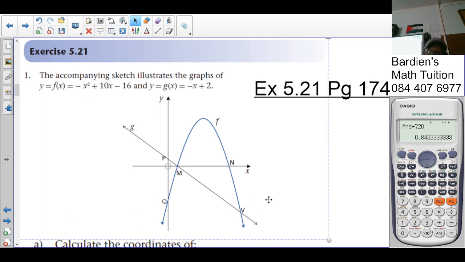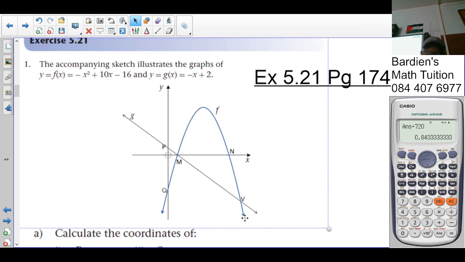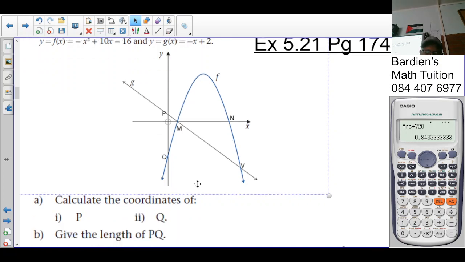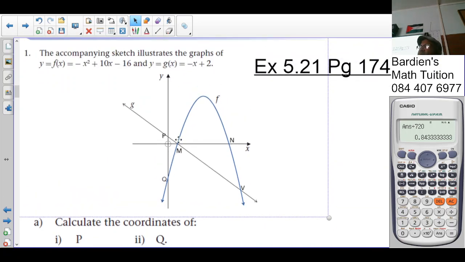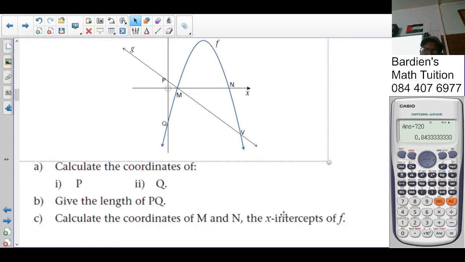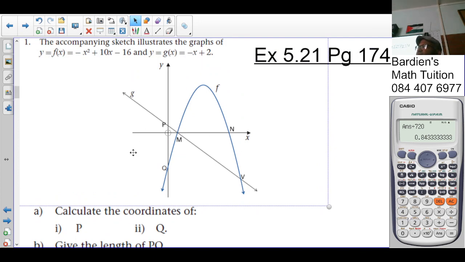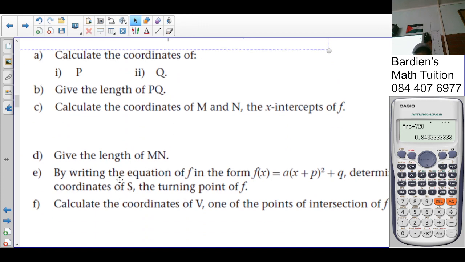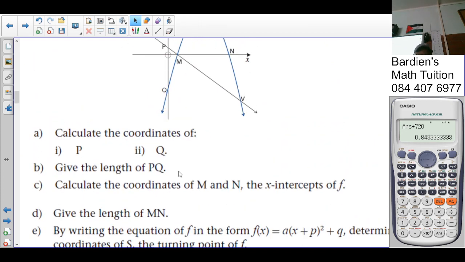Okay, so it says calculate the coordinates of P. So what is P? Y-intercept, not so? How do you calculate the y-intercept? With x equal to 0. And so on the straight line, you go with g of x. Q is the y-intercept, not so, of the parabola, so you use the other formula. Then I ask you to work out the length of PQ, the top value minus the bottom value. Then it says calculate the coordinates of M and N, the x-intercepts of the parabola. How do you calculate the x-intercept? Let y equal to 0. Then it says give the length of MN, subtract the two lengths.